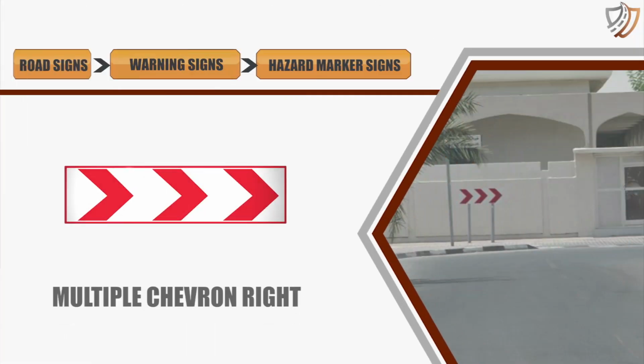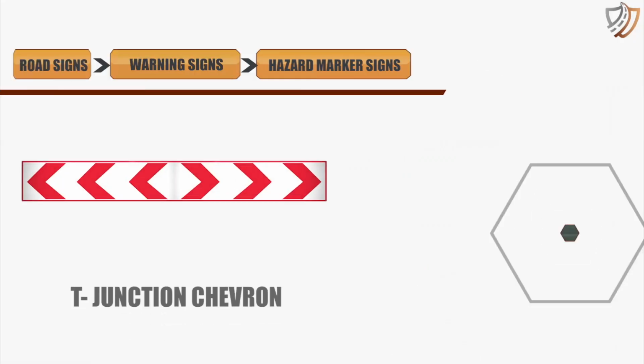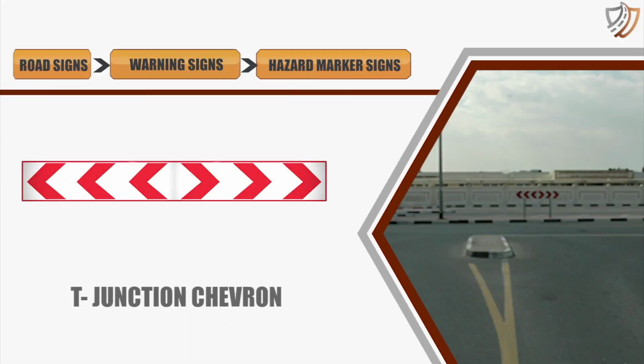Multiple chevron right. This is a multiple chevron to the right, which alerts motorists to turn right. It is commonly found on roads where there is a sharp deviation of route to the right. If the symbol is reversed, it indicates a sharp deviation of route to the left. T-junction chevron. This sign alerts the motorists to change the direction of the vehicle either to the right or left. It is found at a T-junction.